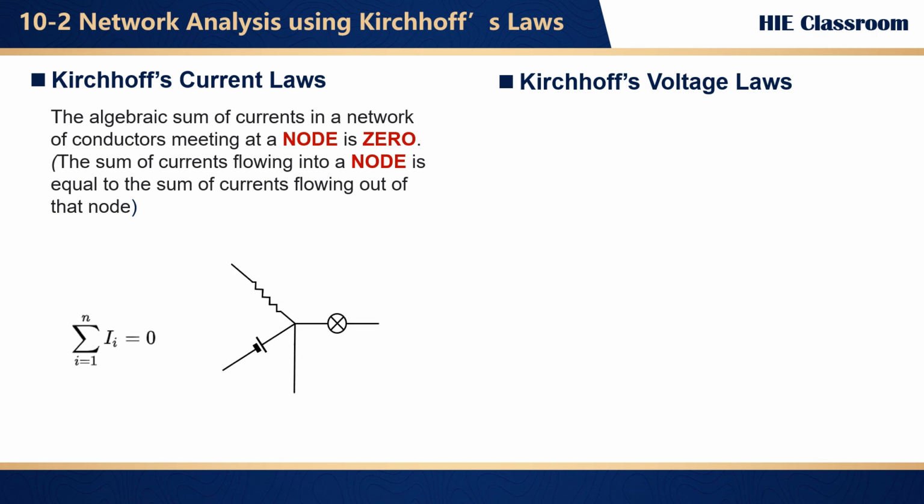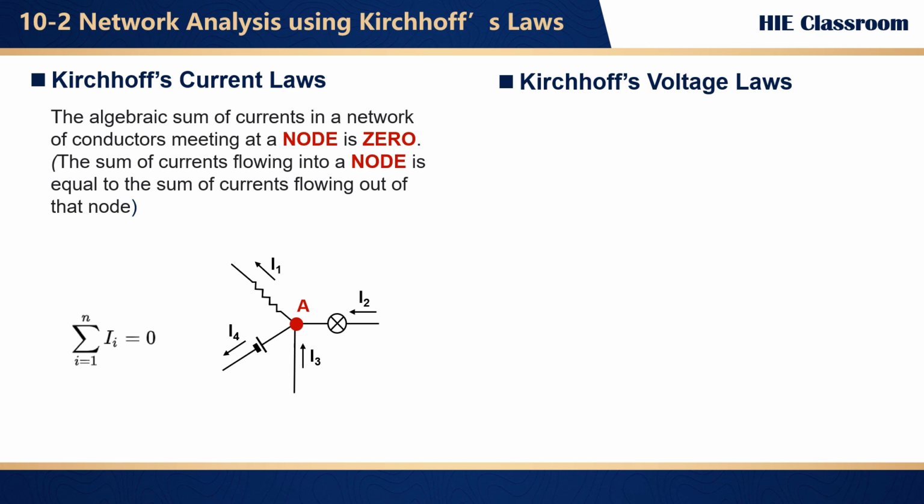Think of it like a busy intersection where wires come together. That's what we call a node. This law says the current flowing in and out of that spot has to balance out perfectly. Picture traffic at a junction. Whatever comes in has to match what goes out. So when we add it all up, it equals zero.